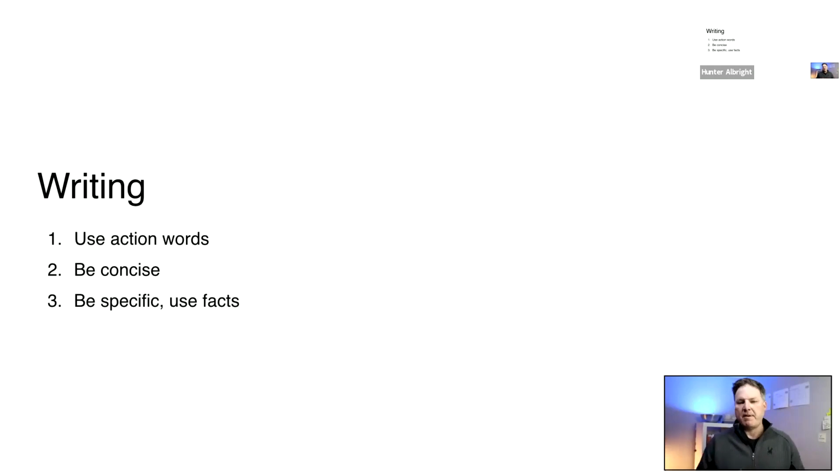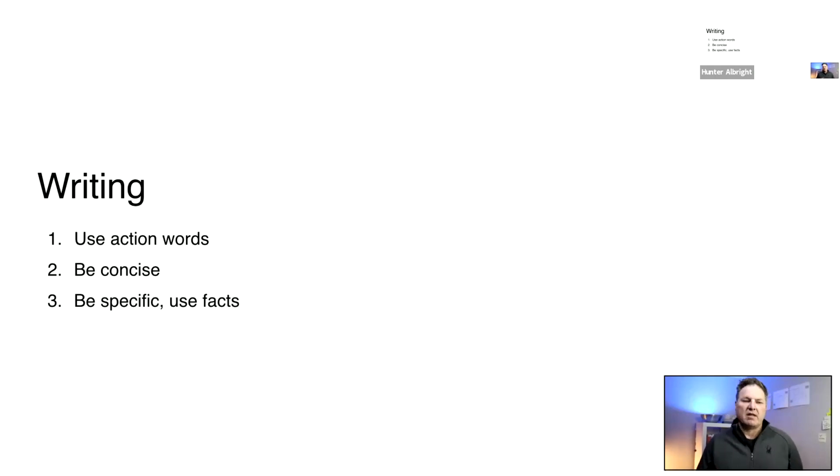The second one is be concise. I tend to use in my writing lots of bullets and lots of short statements in terms of communication. That might not be your style, and we'll look at a couple of different styles of executive summaries or company summaries that you can do. But I do think less is more in terms of the words, so that you can focus on what's important, and you can then have conversations around the things that people don't understand. And then the third element on the writing is be specific.